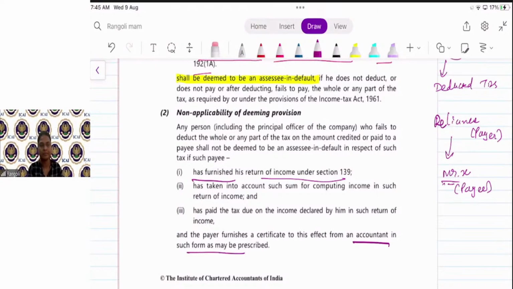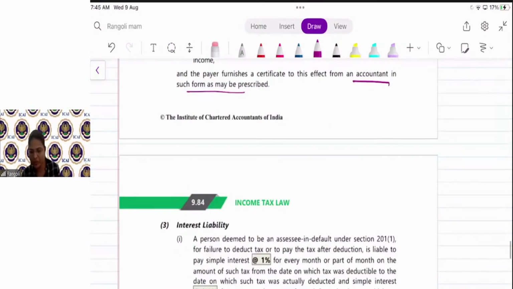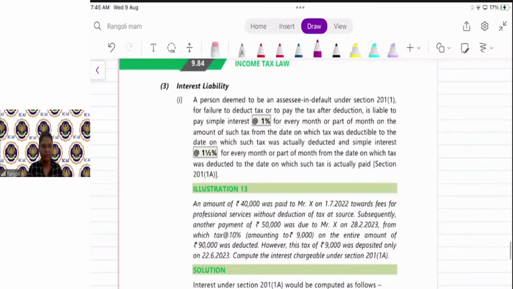Is that clear, everyone? Up till now, it is clear. So we'll move forward to interest liability. Yes or no? Please answer fast. Yes or no, everyone? Please answer fast. Yes or no? Please reply fast.